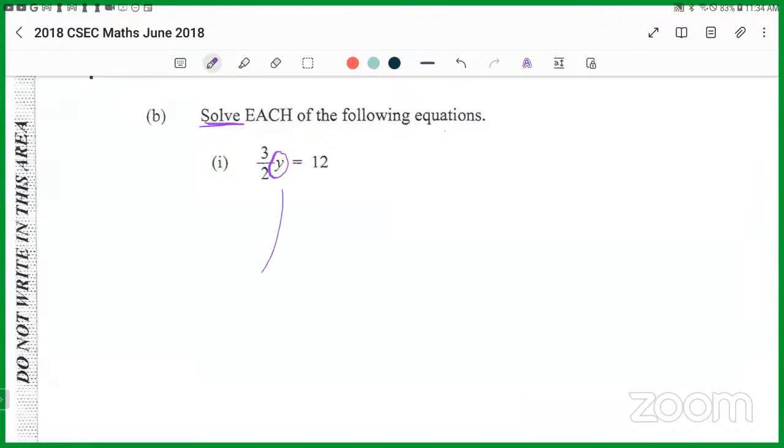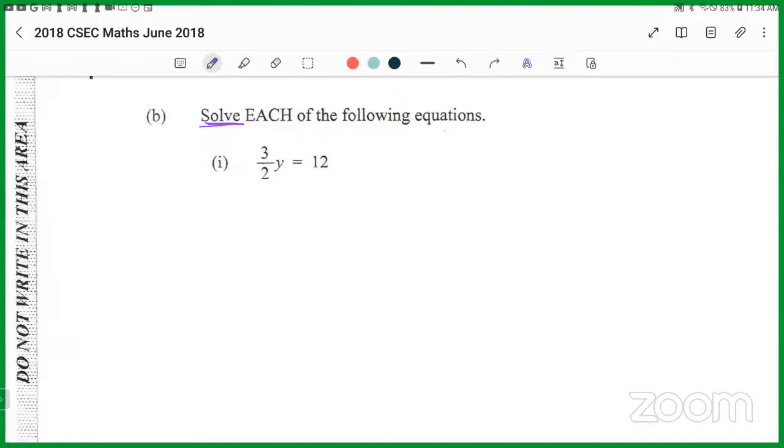So you want to find out what y is equal to. What's the value of y? To find the value of y, essentially I can transpose away the 3 over 2 and leave y as the subject. There are multiple ways to do it. I'm going to do the shortcut way.